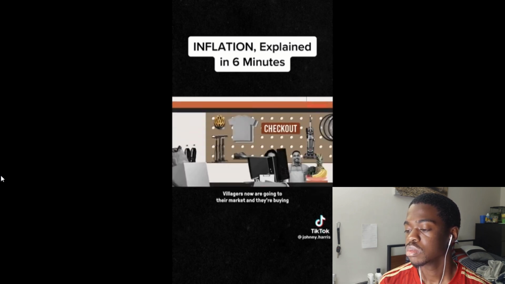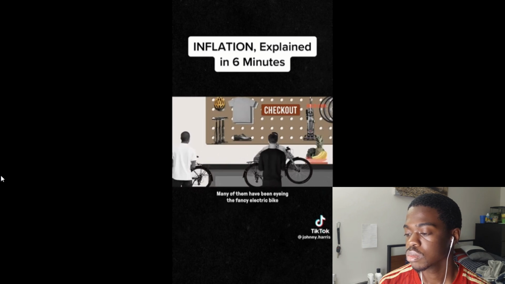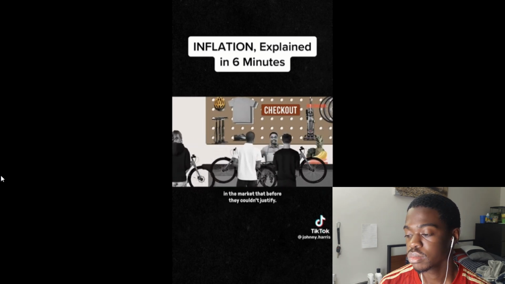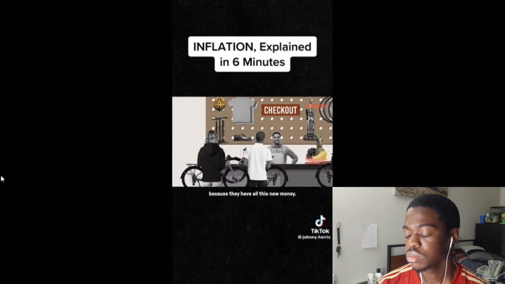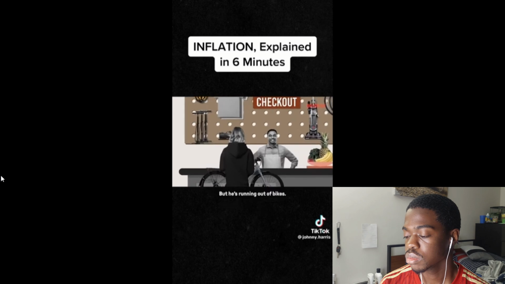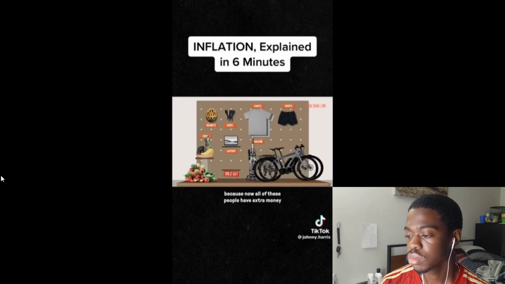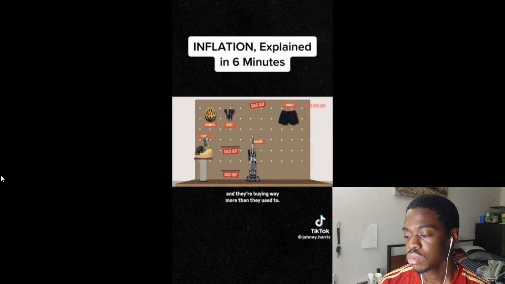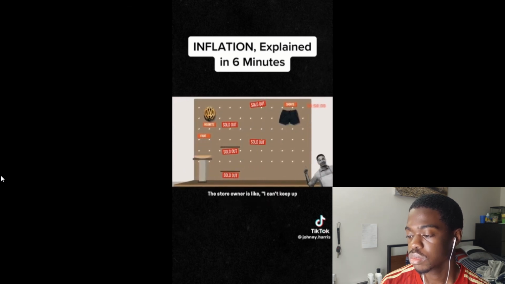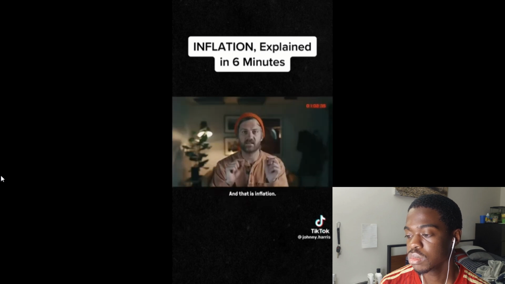Villagers now are going to their market and they're buying way more stuff. Many of them have been eyeing the fancy electric bike in the market that before they couldn't justify, but now they totally can because they have all this new money. The store owner's like, sweet, this is great for business, but he's running out of bikes. In fact, he's running out of everything because now all of these people have extra money and they're buying way more than they used to. The store owner's like, I can't keep up with all this demand. I should raise prices. And that is inflation.